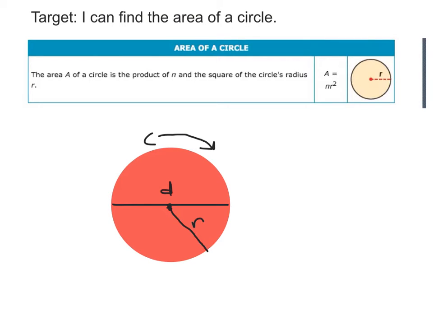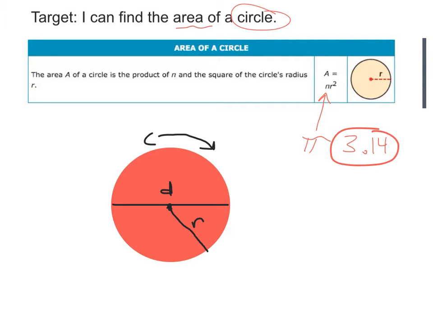In this lesson, the target states, I can find the area of a circle. The area of a circle is the product of pi and the square of the circle's radius, r. A lot of times for problems we're going to solve, we're going to just use 3.14 for pi, instead of using the pi button on your calculator.